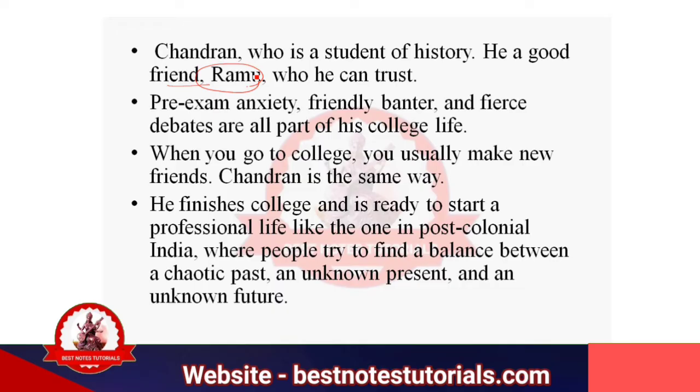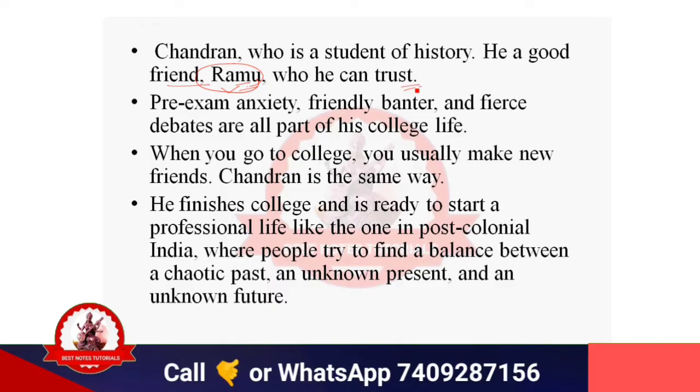Chandran, who is a student of history, has a good friend, Ramu. So here you can see one new character. His name is Ramu, and he is a friend Chandran can trust. He is a trustworthy friend. If we talk about his life, he has pre-exam anxiety, friendly banter, and fierce debates, all part of his college life. When we go to college, we usually make new friends. Chandran is the same way. He has new friends like Ramu, and he meets others.